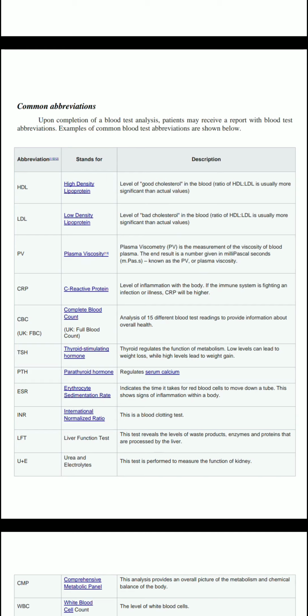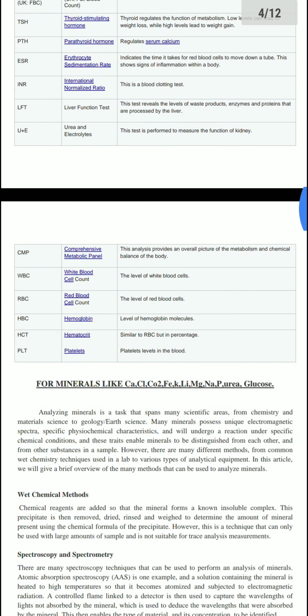Now the INR, it refers to international normalized ratio. This is a blood clotting test. Now the LFT is a liver function test. This test reveals the levels of waste products, enzymes and proteins that are processed by the liver. Then U plus E, that is urea and electrolyte. This test is performed to measure the function of kidney.